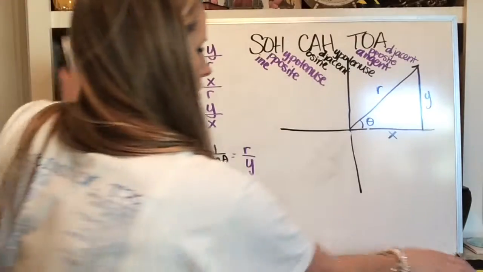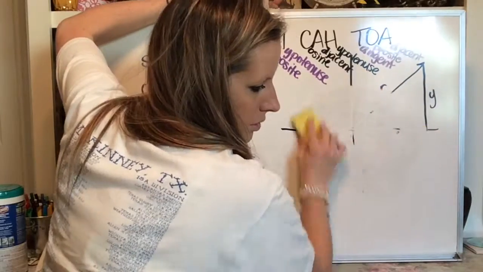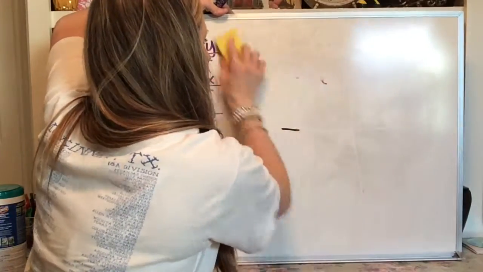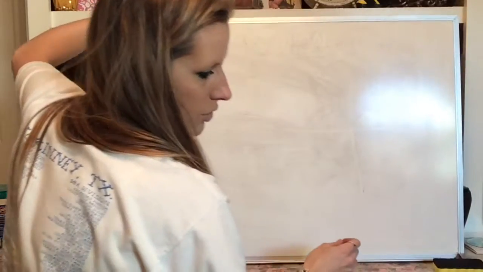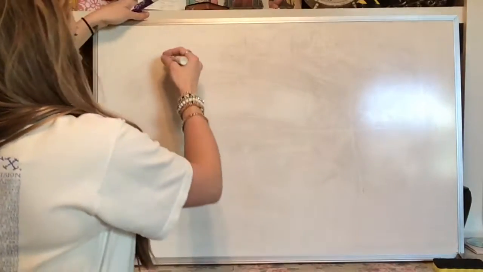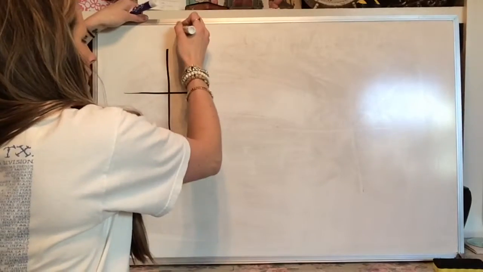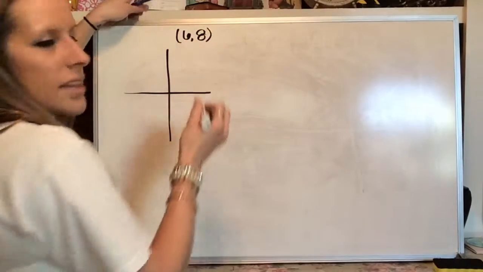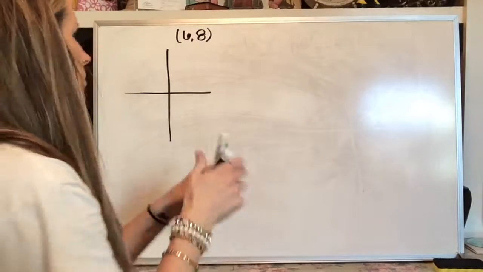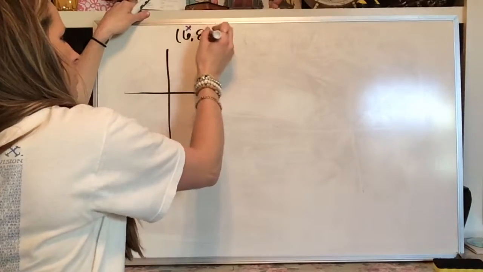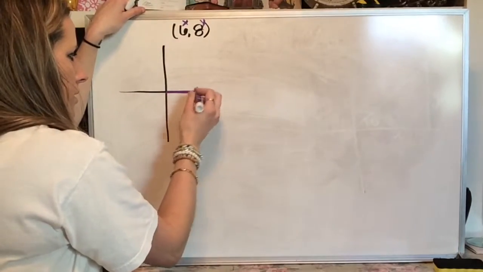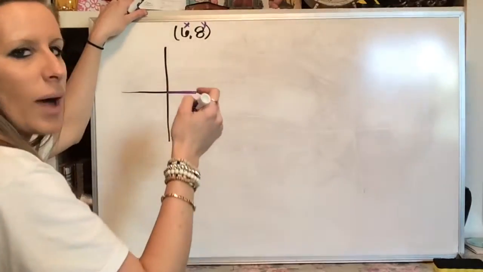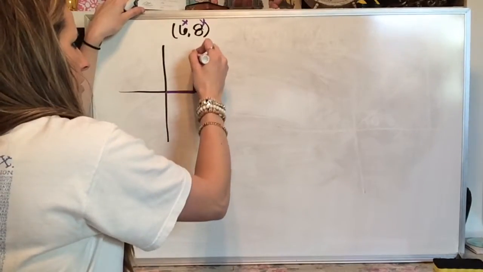So let's start with the first one. We have the point is 6, 8, right? Yeah. Okay, so what I do is I go ahead and draw that triangle. So if I have the point 6, 8, that's telling me my x and y value, right? My x is 6 and my y is 8. So my x is positive. I'm going to go over 6, and my y is positive. So it's going to be a positive 8, like that.